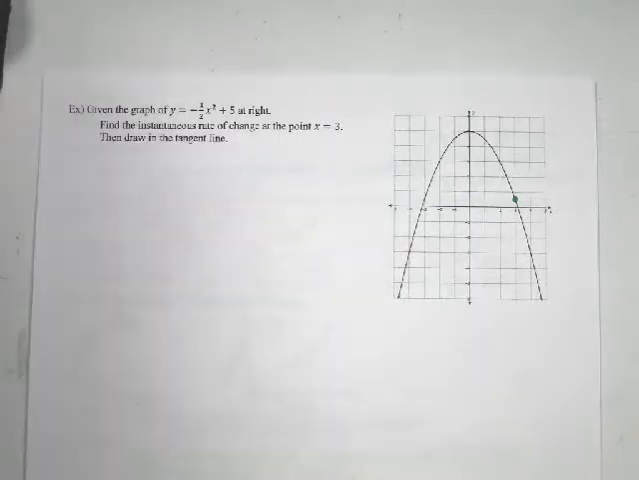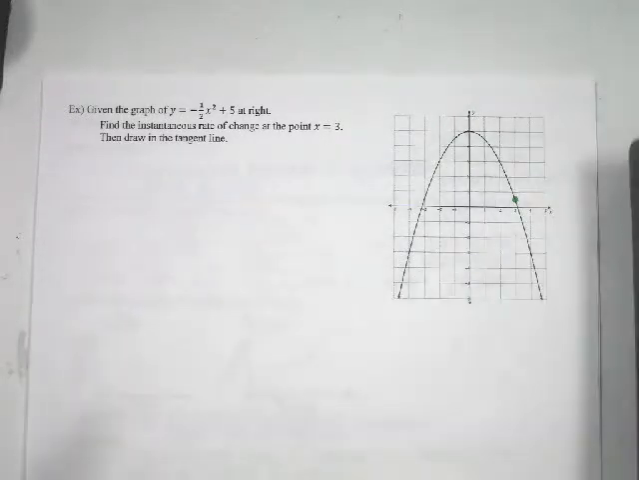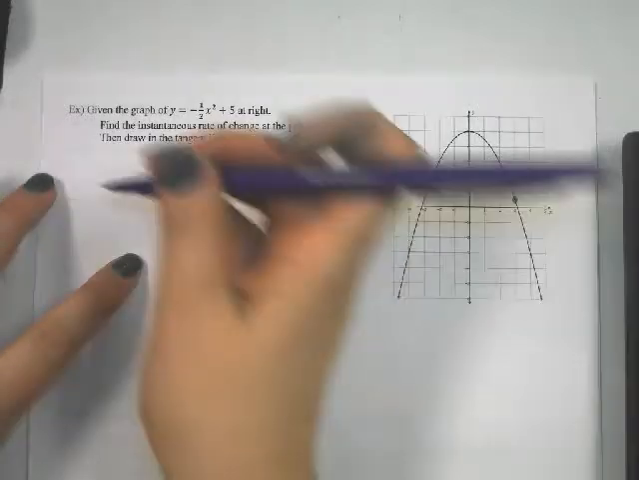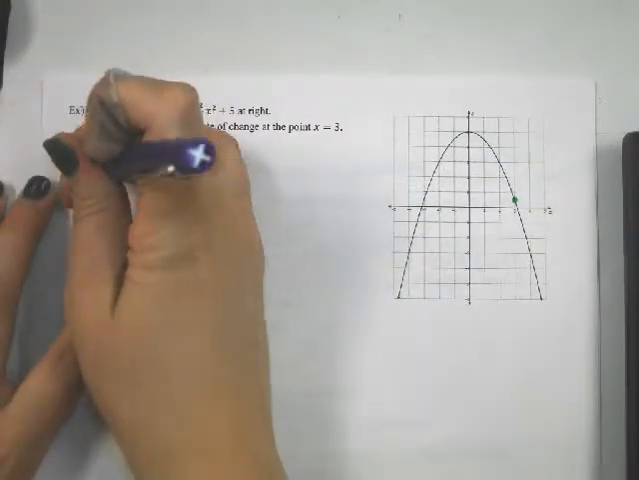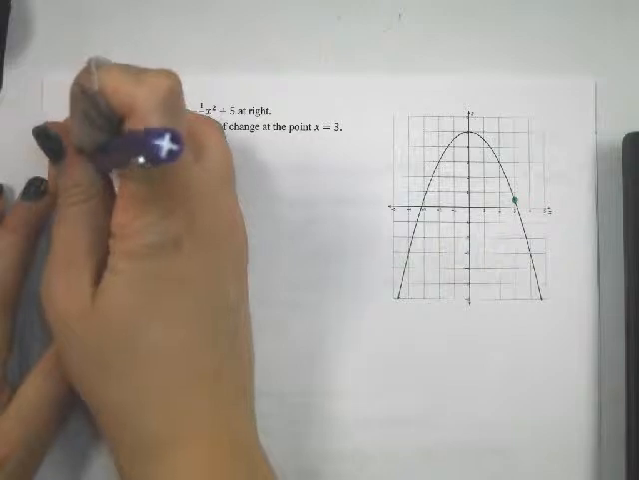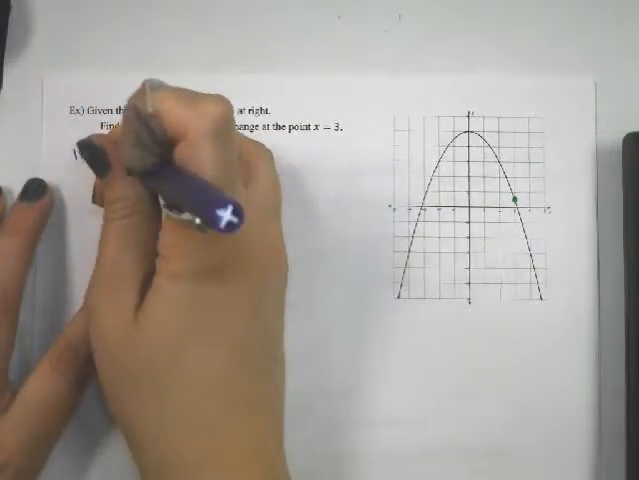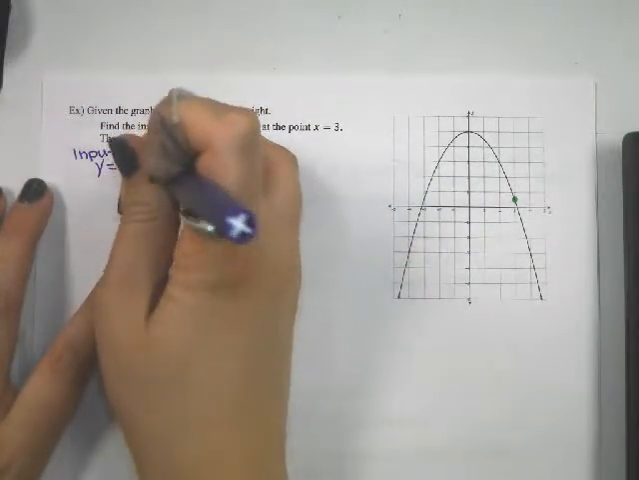If you're curious more about the algebraic method, feel free to ask me during class, and I'll go through it with you. But let's practice our calculator method. So I'm going to start by going to my y equals, and I'm going to input negative 1/2 x squared plus 5.